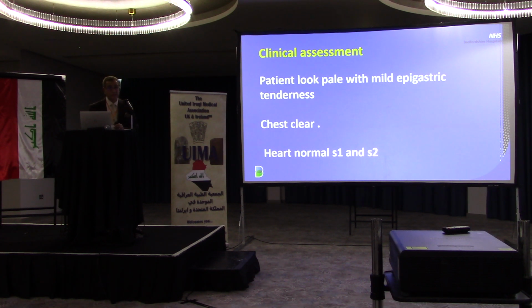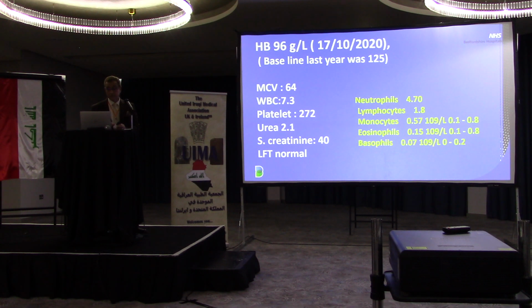So when they assessed her clinically, the patient looked pale with mild gastric tenderness, chest clear, and heart normal S1 and S2. He asked for some blood tests, and the blood test showed her hemoglobin was 96, and in her previous record, hemoglobin was 125. Other parameters of white cell count, platelet, everything was normal.